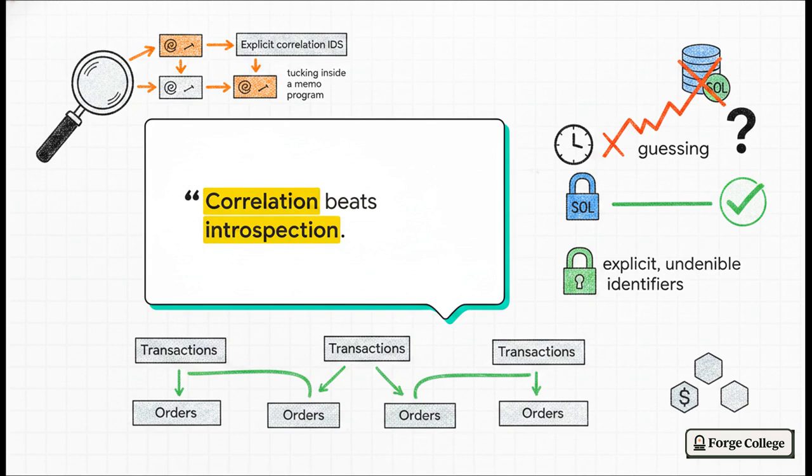Well, it means using explicit correlation IDs tucked inside a memo program is far, far superior to relying on brittle heuristics. You definitely do not want your backend just guessing if a payment matches an order based on the timestamp or the amount of SOL sent. No way. You want explicit, undeniable identifiers so your backend knows exactly what got paid, every single time.